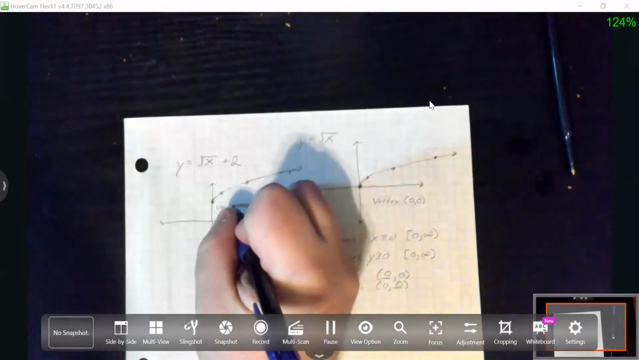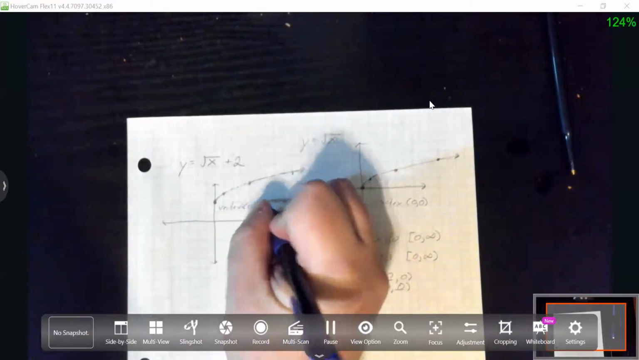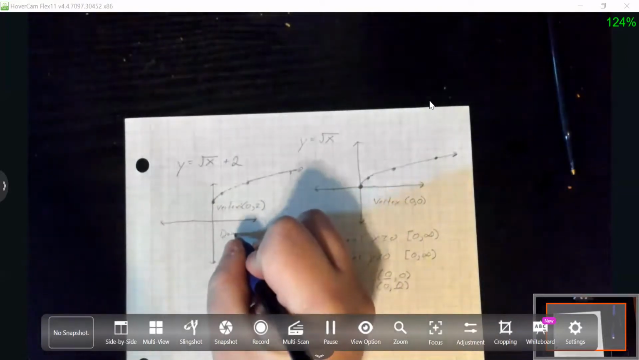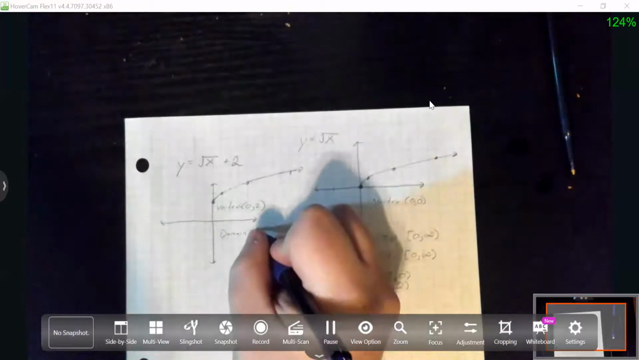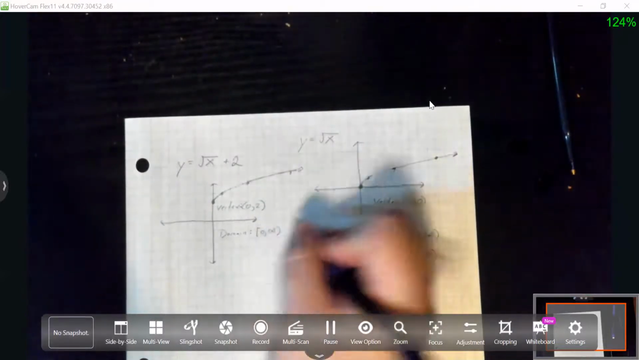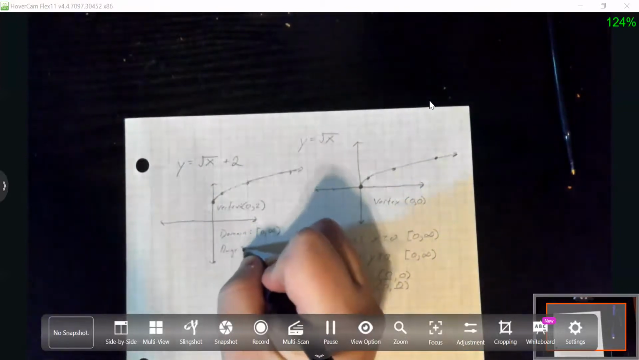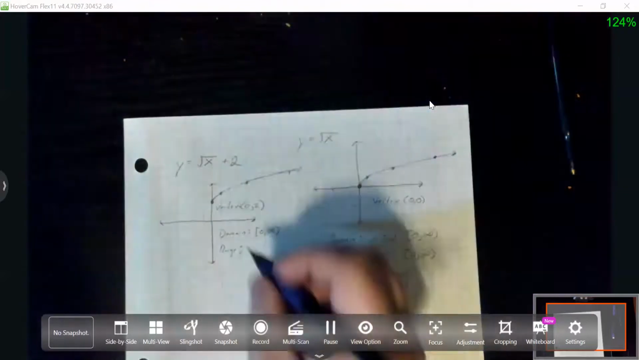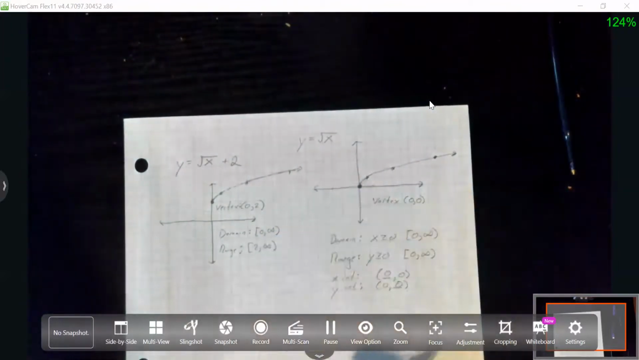If I go over all of my key points, there's my vertex. My vertex has been moved up 2 units, so it's now at (0, 2). My domain, well, that didn't change. It's still starting at 0 and going to the right, so my domain is still 0 to infinity. My range, that has changed. My range starts at 2 and then goes up forever, so my range is now 2 to infinity.